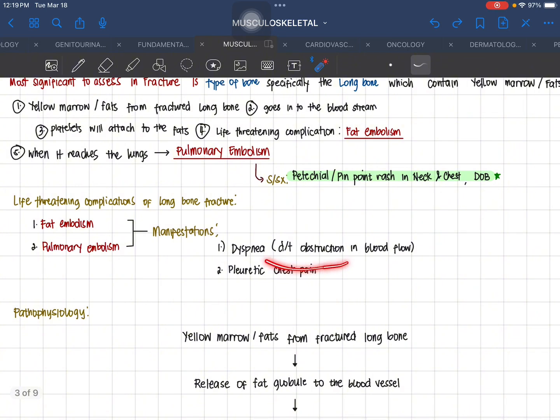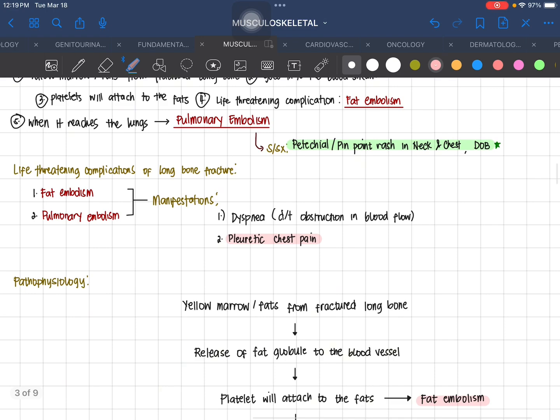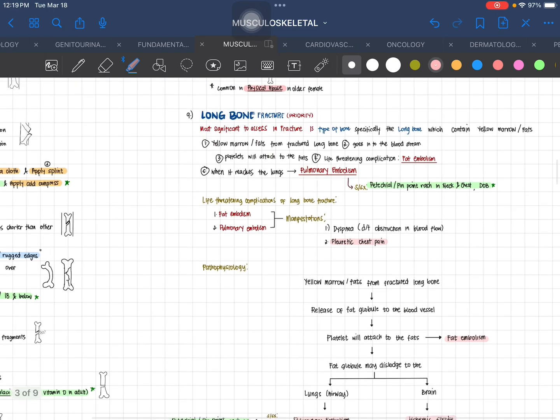Of course, dyspnea due to obstruction of blood flow and also pleuritic chest pain. Let's remember the pleuritic chest pain. And this is petechial or pinpoint rash in the neck and chest.